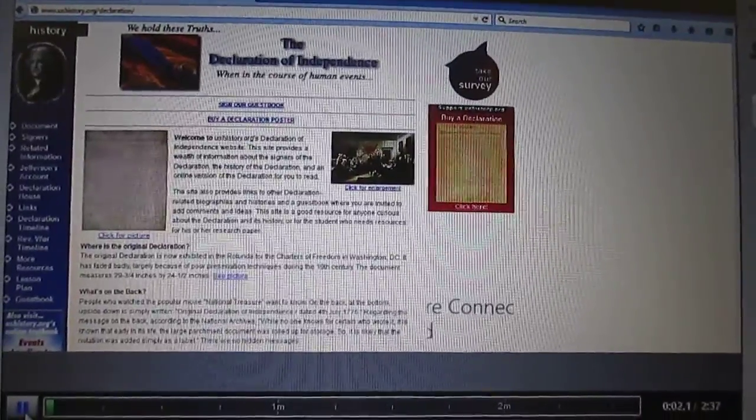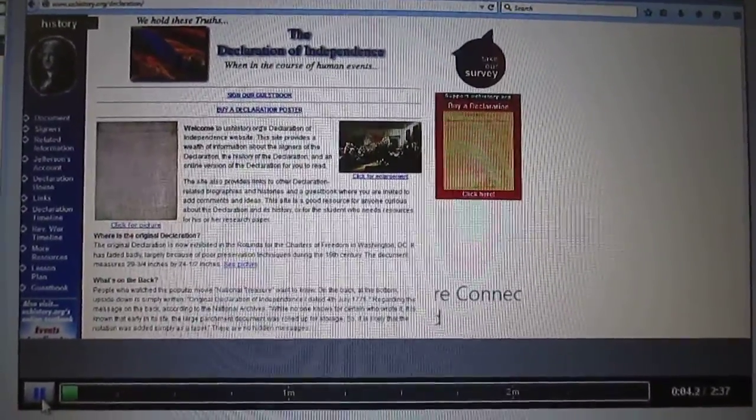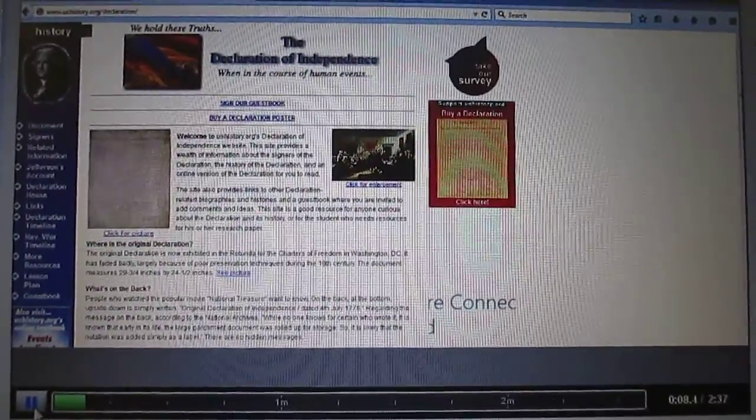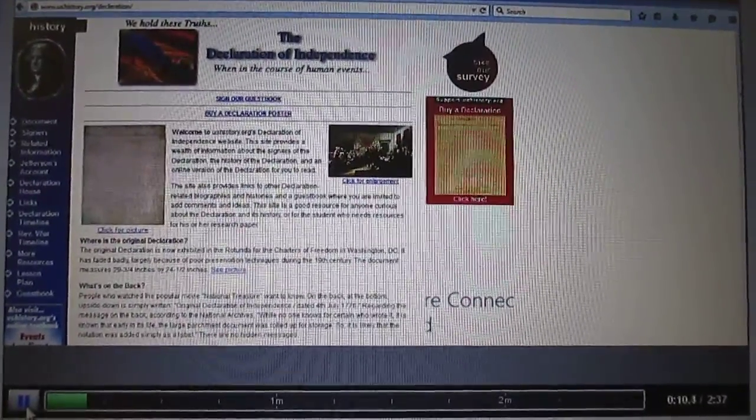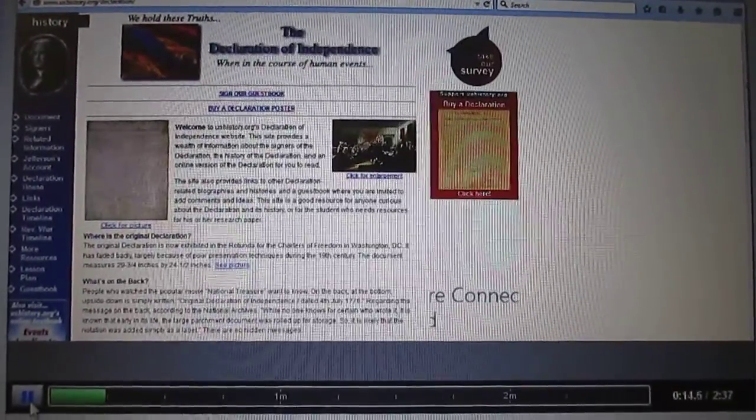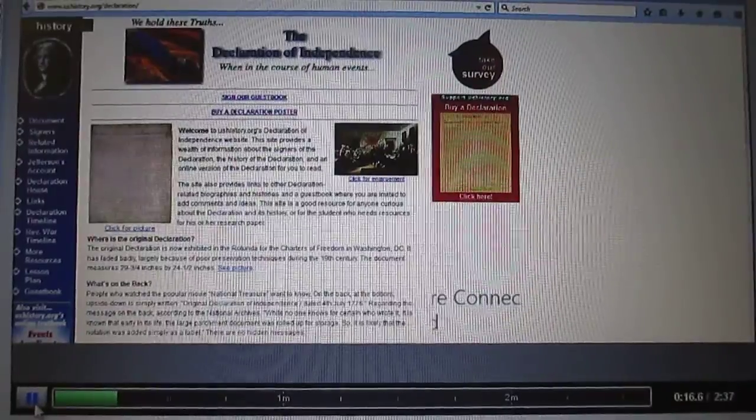All right, class. Today we are going to be studying the Declaration of Independence. And before we get started in this unit, I would like each one of you, you each have a computer, to go to ushistory.org. And I'm going to give you some stuff that you need to look up.